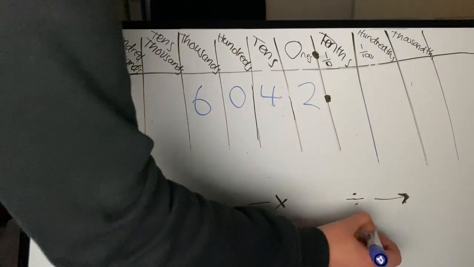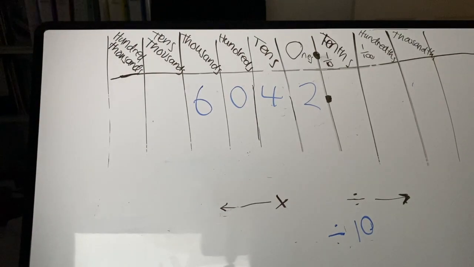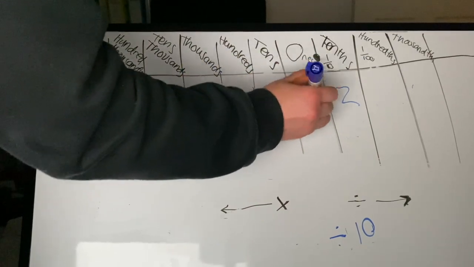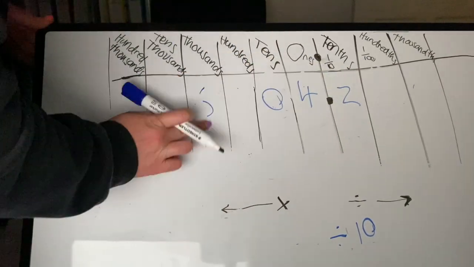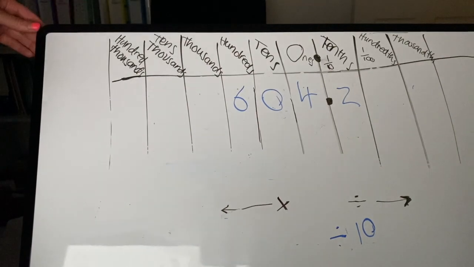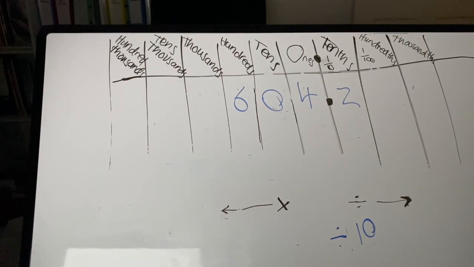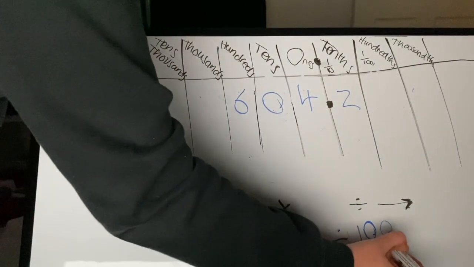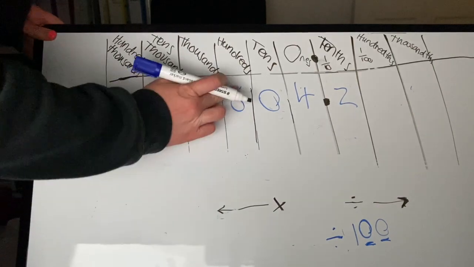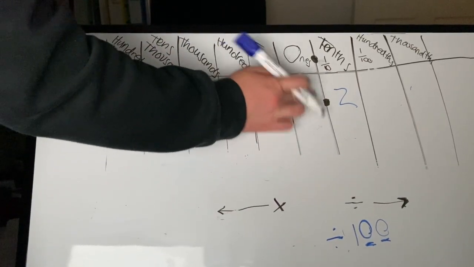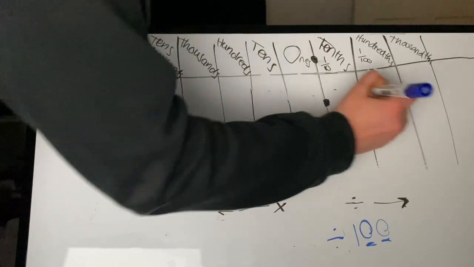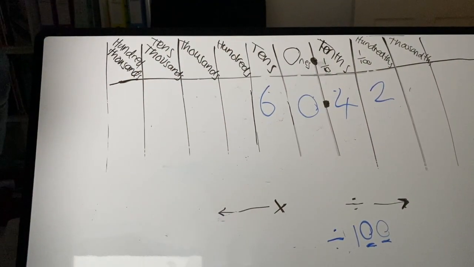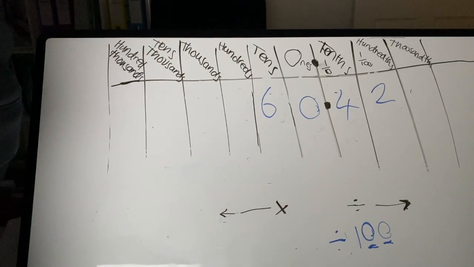First of all, I'm going to divide it by 10, which means that each digit moves 1 place value column to the right. My number has become 10 times smaller, and it is now 604.2. If I were to divide that original number by 100, I'd need to move each digit 2 place value columns to the right. I've already gone 1, so I'm going to move them 1 more to become a number that is 100 times smaller than it was originally and now represents 60.42.